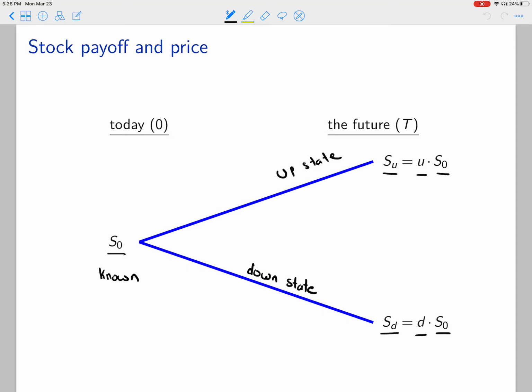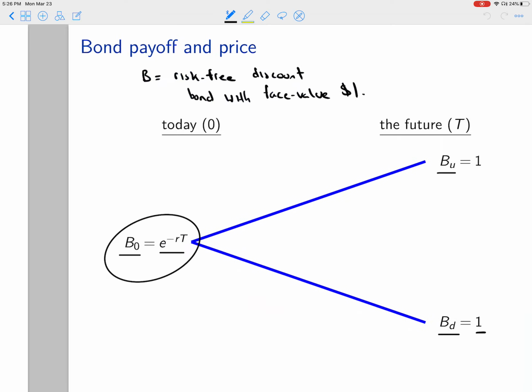There's an upstate which corresponds to a booming economy. There's a downstate that corresponds to a bust economy, and the stock's payoff in the upstate is S sub U, and in the downstate it's S sub D.